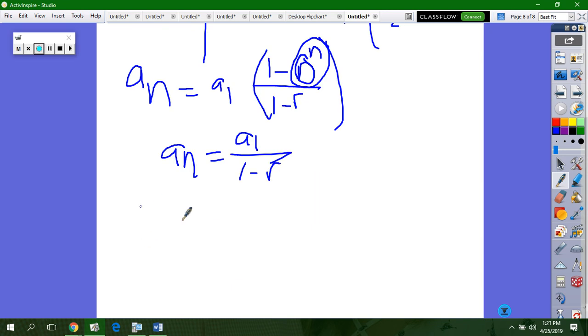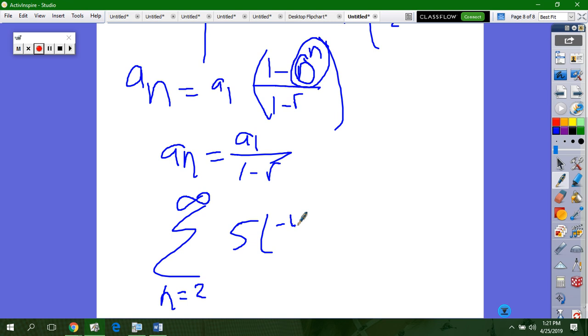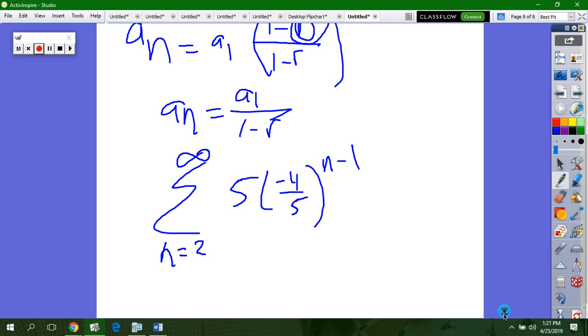So, let's see what we have here. Let's do one that's in summation notation. N equals 2 to infinity of 5 times negative 4/5 to the n minus 1. Okay, so first off, we got to make sure it's geometric. How do I know it's a geometric equation? It looks like an exponential. That's how I know it's an exponential.